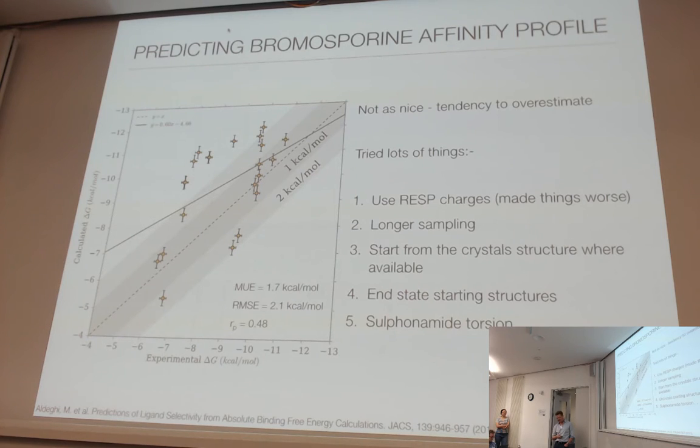So at this point, I presented some of this earlier last year, maybe some of you have seen some of this before. And there were several suggestions from that discussion of things that we should be trying. So we tried RESP charges, so we're using AM1-BCC charges. We tried RESP charges, that made things worse. We tried a longer sampling in each of the windows, so instead of 10 we went up to 30, that made no difference. We started from the crystal structure, where that was available, made no difference.